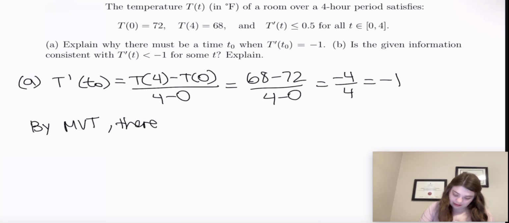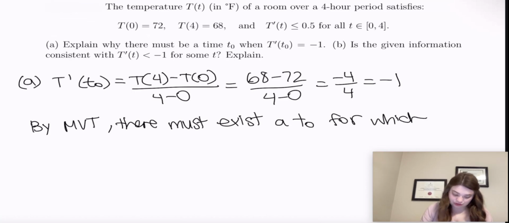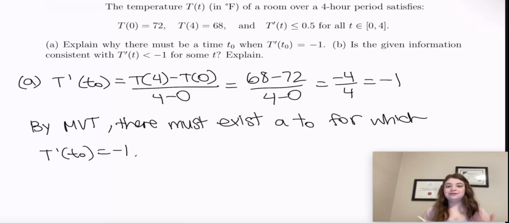there must exist a c value, or in this case, a t naught value, I suppose, for which the instantaneous rate of change is equal to exactly -1, because that's the average rate of change, right? And if we think about it, that makes sense.